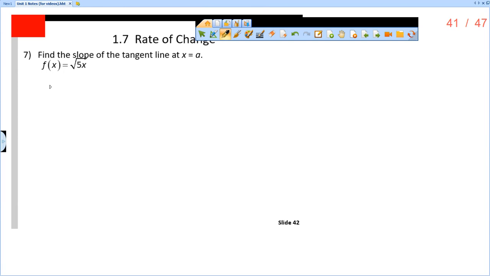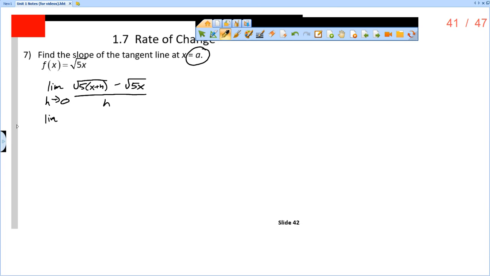All right, and so what we want to do is evaluate the limit as h approaches 0 of f of x plus h, that would be the square root of 5 times x plus h, minus f of x, which is the square root of 5x, all divided by h, right? So, of course, when we plug in h equals 0, we get root 5x minus root 5x over 0, so 0 over 0. Now we said we wanted it at x equals a, so we can specifically plug in a for x right now, or we could plug in a for x at the end.